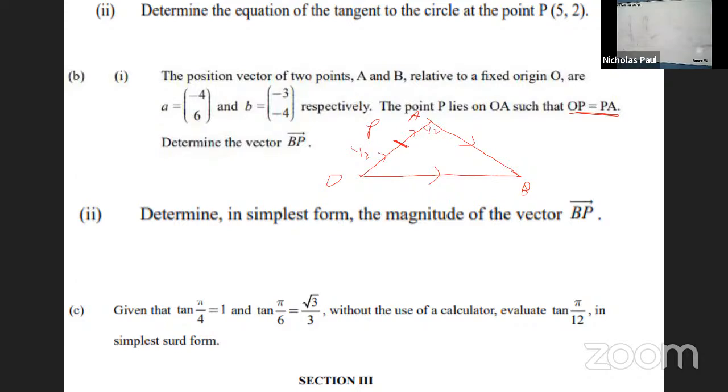What they want you to find in part 1: they want you to find BP. So you draw a line from B to P. Then find the alternate route from B to P. Try it quick and then find the magnitude. I'm giving you 2 minutes.